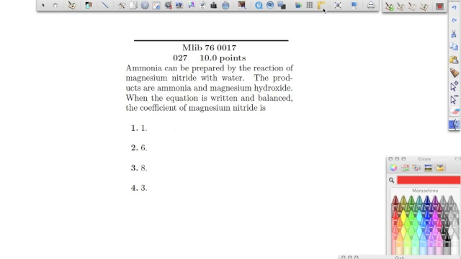Okay, moving on to number 27. It says ammonia can be prepared by the reaction of magnesium nitride with water. The products are ammonia and magnesium hydroxide. When the equation is written in balance, the coefficient of magnesium nitride is... So it wants to know the coefficient. Now, anytime we have coefficients, we're going to write our chemical equation. And this becomes a little bit harder because we actually have to write out what the equation is. So it says that it's prepared by the reaction of magnesium nitride with water.